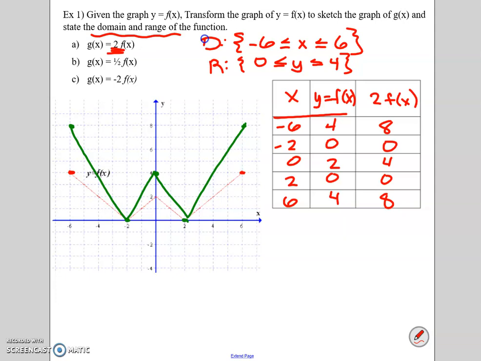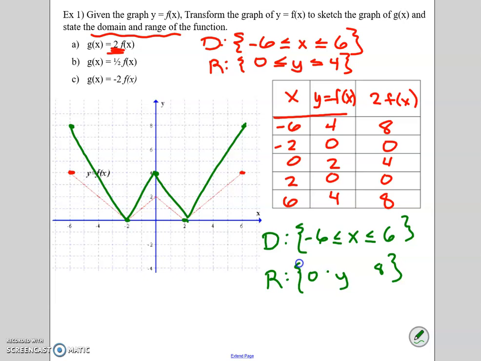Now, what do you notice about the domain of the green graph? So we didn't change the x's, which means our domain is going to stay the same, but we did multiply the y's by 2. So now the range is going to go all the way from 0 to 8. And it's going to be twice as big as before because all of our y values have been multiplied by 2.